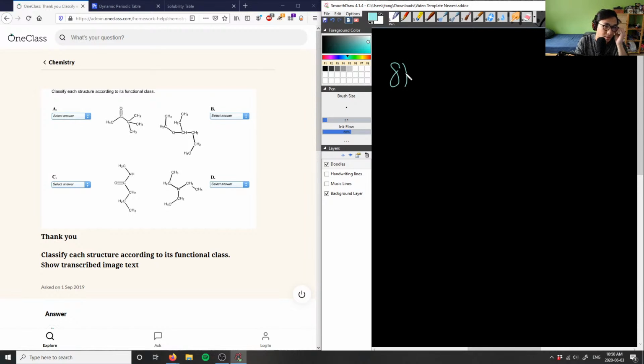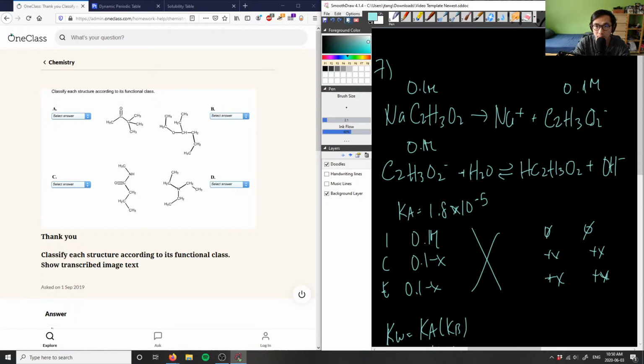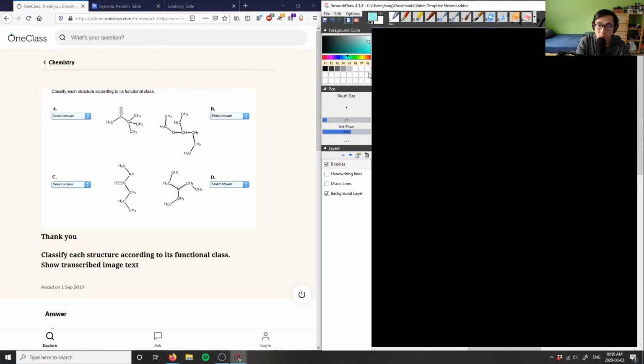This is number 8 here. So it says classify each structure according to its functional class. Oh, that's the previous question. So I have here the first question is A. So I have this structure here.